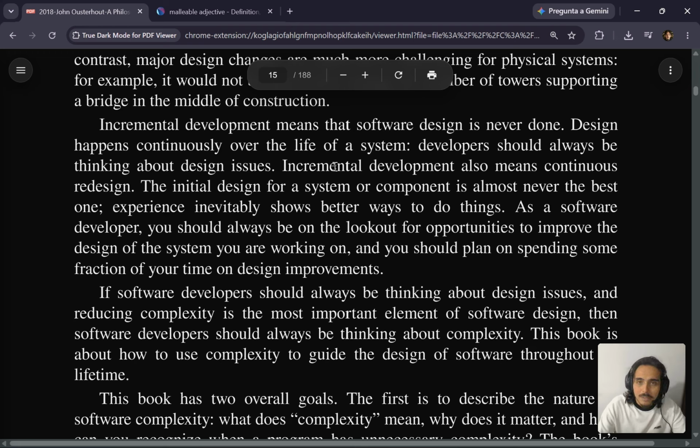Incremental development means that software design is never done. Design happens continuously over the life of a system. Developers should always be thinking about design issues. Incremental development also means continuous redesign. The initial design for a system of components is almost never the best one. Experience inevitably shows better ways to do things.